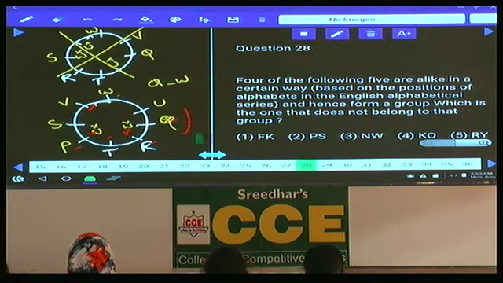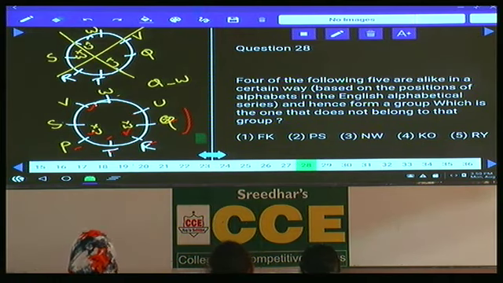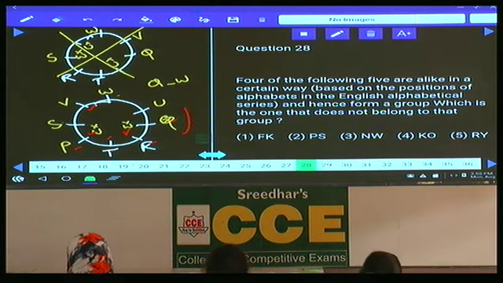Then 28, it is an odd man out. Now in this odd man out, F and K, and the relation between F and K. Sir, question number 28: K and O, R and Y. It is not based on the seating arrangement, it is based on the positions of the alphabets in the English alphabet. It is a separate question here.